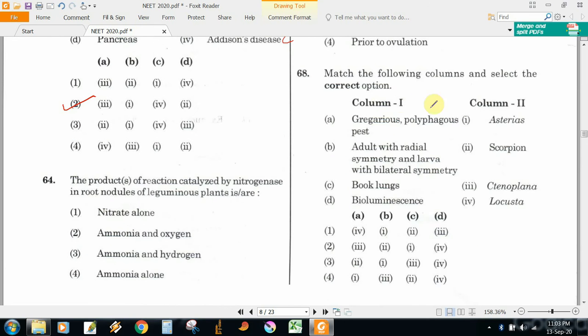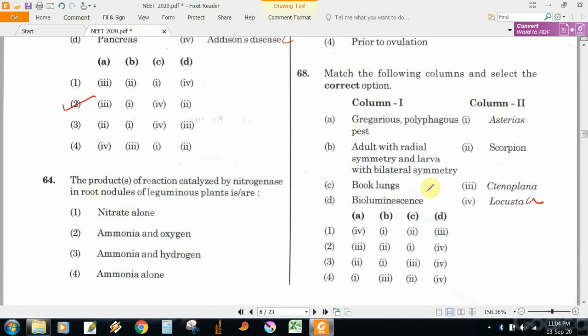Now moving on, match the following columns and select the correct option. The first one we are having is the gregarious and polyphagous pest, adult with radial symmetry, and larva with bilateral symmetry. Third is the book lungs, and finally we are having bioluminescence. So next one we are having here, column 2 is Asterias, scorpion, Ctenoplana, and next one we are having is the Locusta. Locusta, as we know, it is a gregarious pest, hence A is the right answer over here.